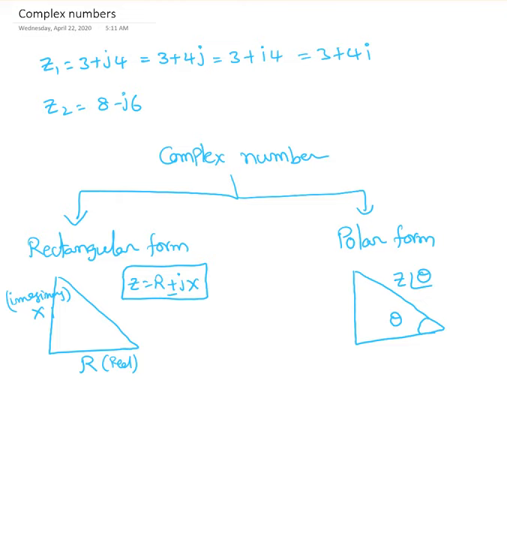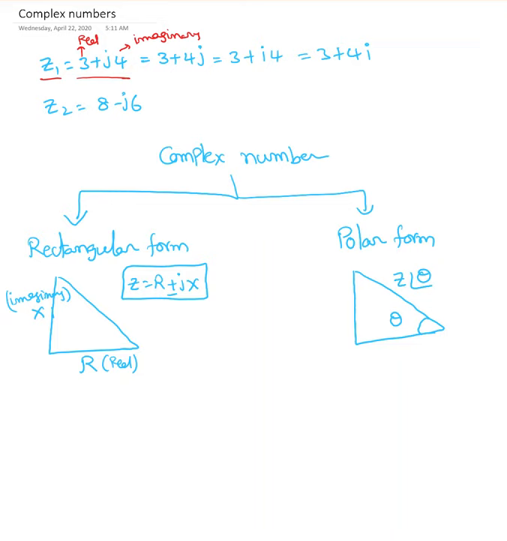In this video, I'm going to talk about complex numbers. Here, I'm taking two complex numbers. One is z1 equal to 3 plus j4. Here 3 is called the real part and 4 is called the imaginary part. So 3 plus j4 is called a complex number.